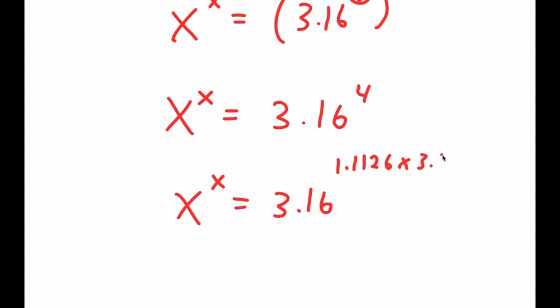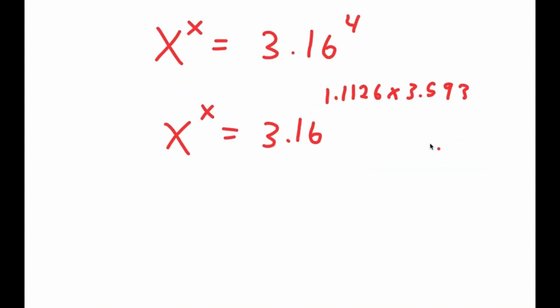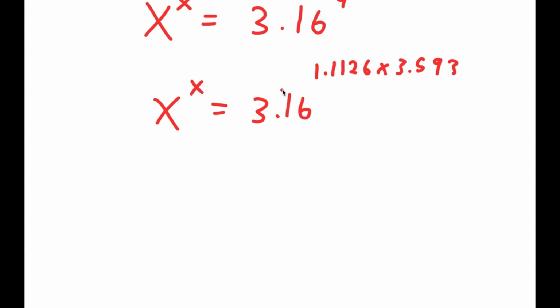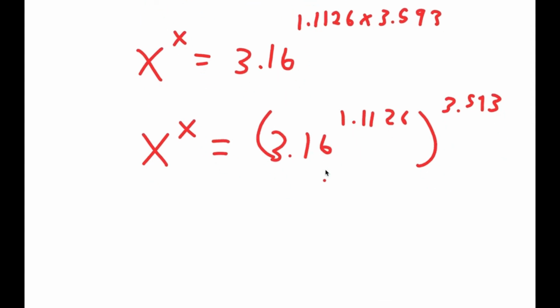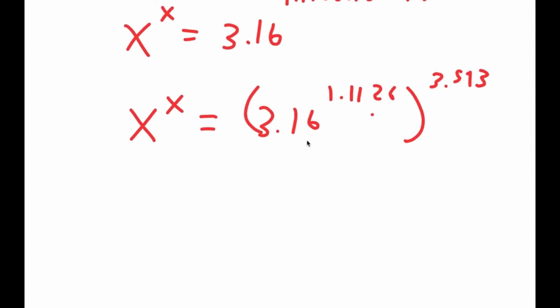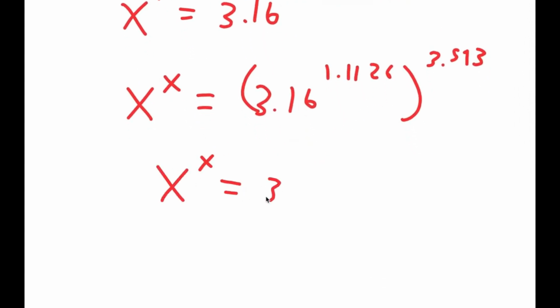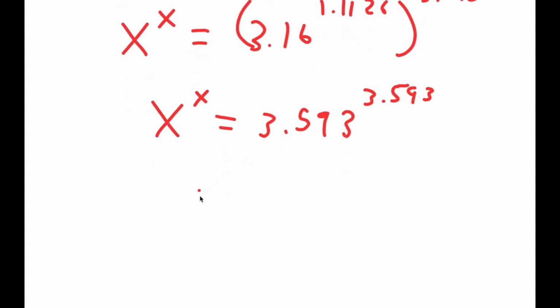1.1126 times 3.593. And the reason I'm doing this is so I can write this as 3.16 to the power of 1.1126 to the power of 3.593. And 3.16 to the power of 1.1126 is 3.593. So I get x to the power of x is equal to 3.593 to the power of 3.593, meaning x is equal to 3.593.